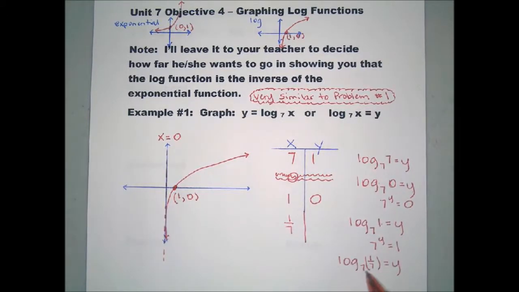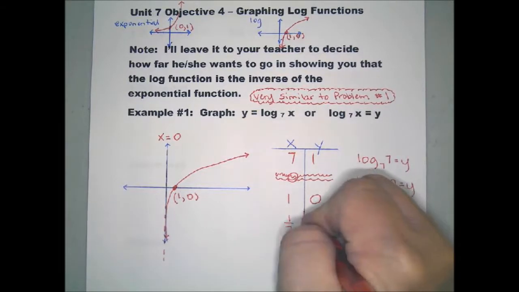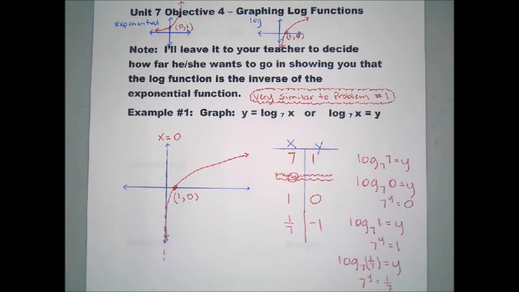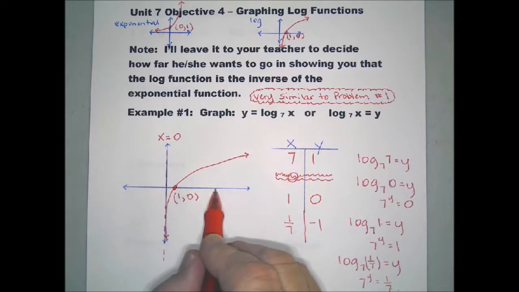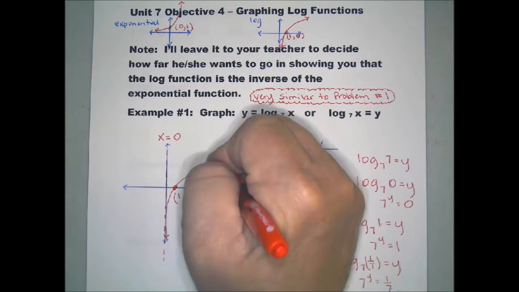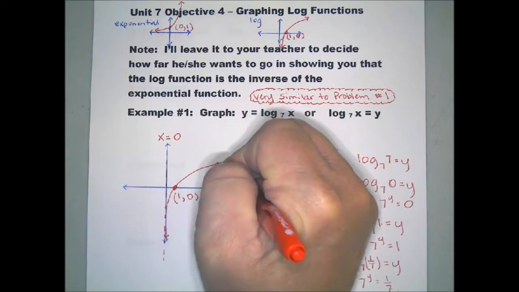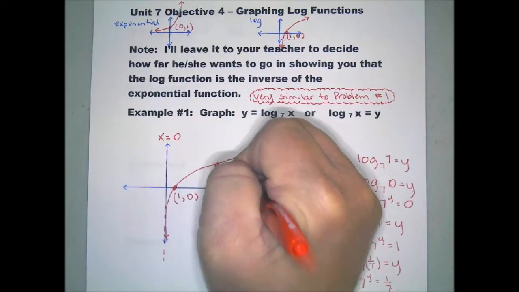And now the question is, what power turns the number 7 into the fraction 1/7? So I'll go out of log and into exponential just to show you what I'm talking about. So what power of y turns the number 7 into the fraction 1/7? That's -1. So that would be another point on the graph. So there are 3 points on the graph. X equals 7, 1. So probably, somewhere around right here. 7, 1.